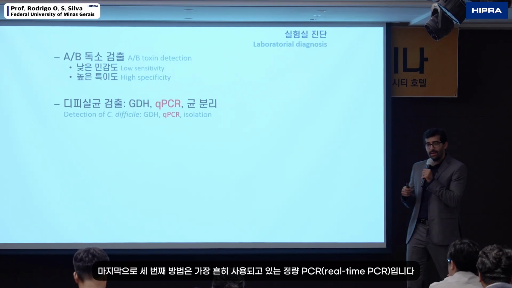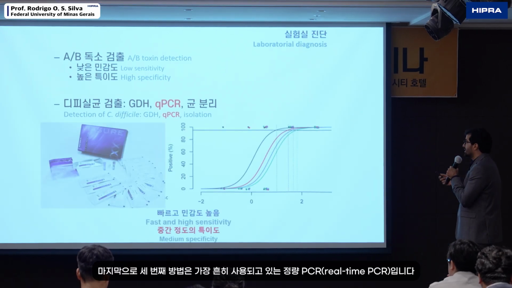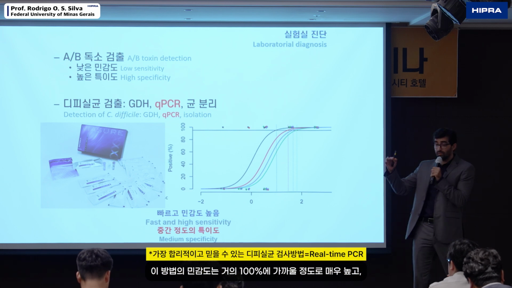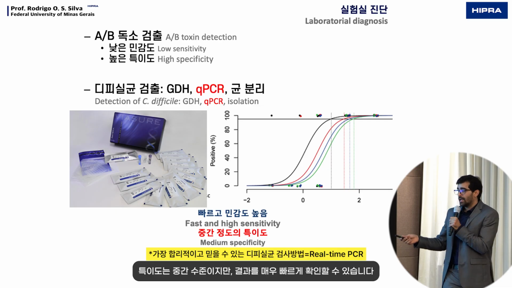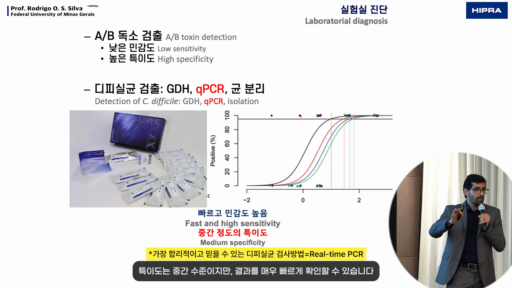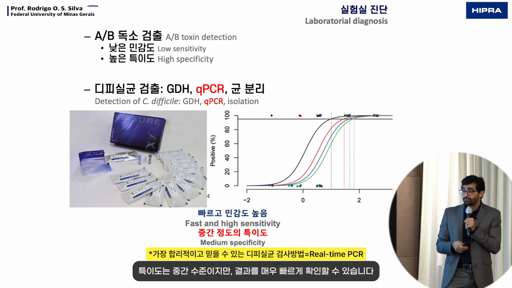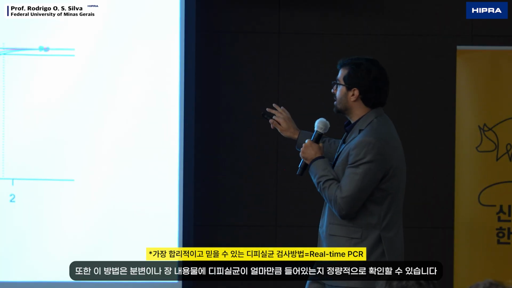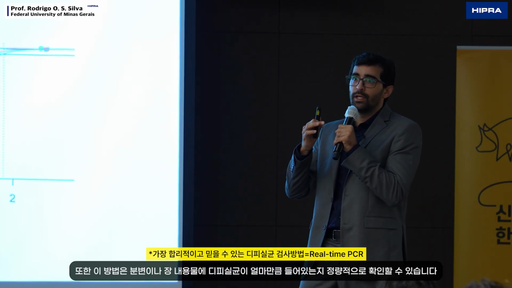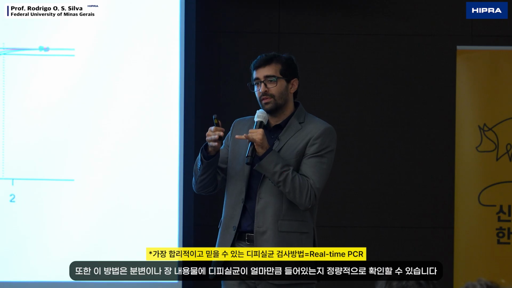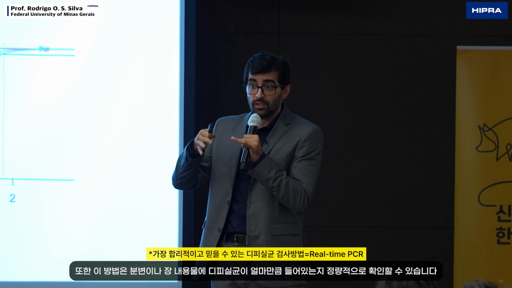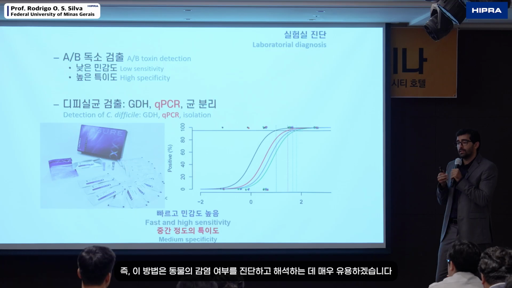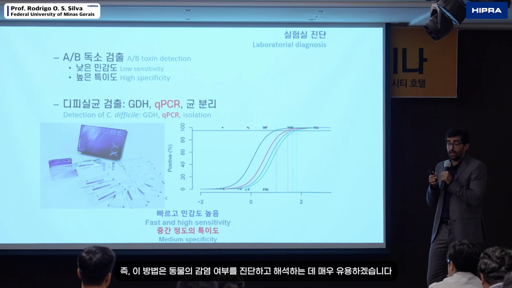And finally, we have the third option, which is the real-time PCR. It has a very high sensitivity, close to 100% also, and the specificity, similar to the isolation methods, is medium. But it's super fast. And in this technique, you can also know the amount of Clostridium difficile present in the feces or in the intestinal content. That's also very useful to interpret the diagnosis in that animal specifically.